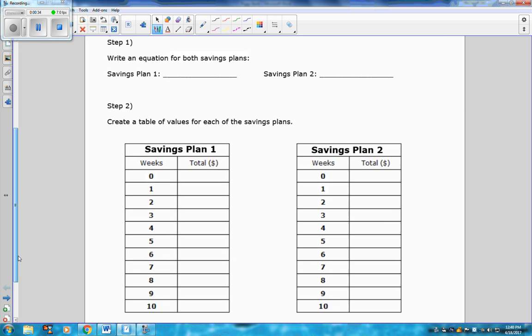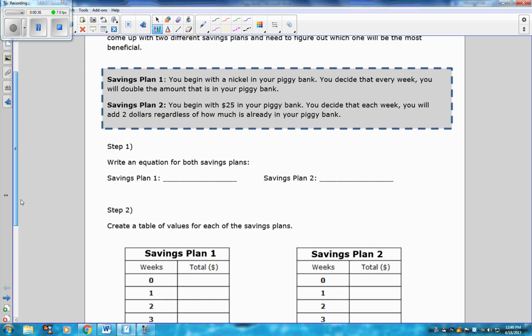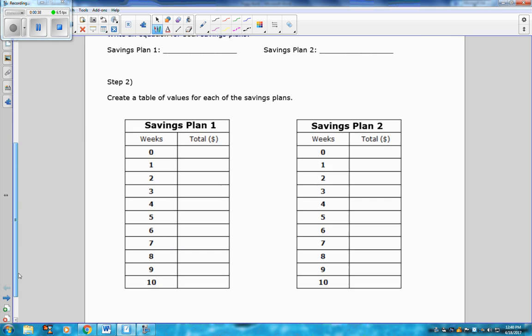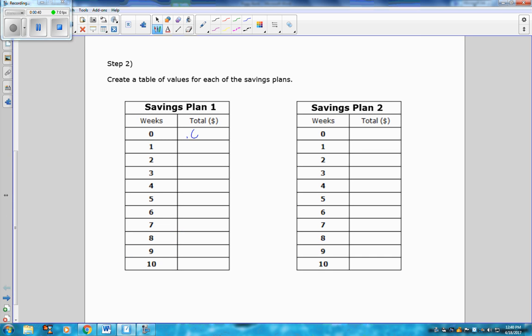So at 0 weeks, you begin with a nickel. So at 0 weeks of plan one, you have 0.05. Remember, if you just put a 5 there, that's $5. If you put 0.5 there, that's 50 cents. 0.05 is 5 cents. When you double 5 cents, you get 10 cents. When you double 10 cents, you get 20 cents, and so on to fill out the chart.